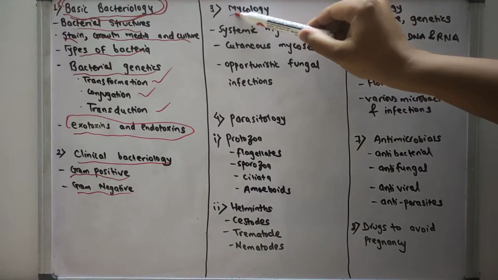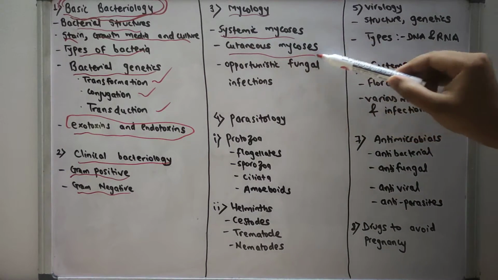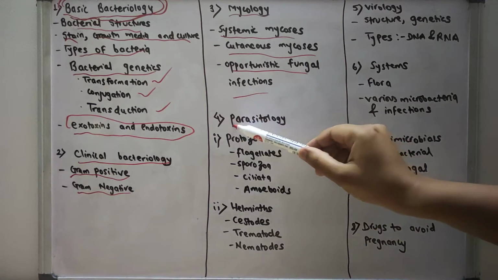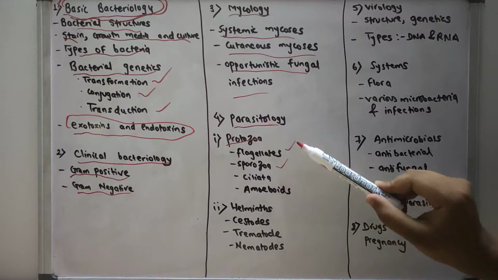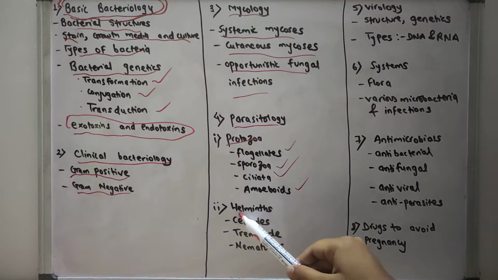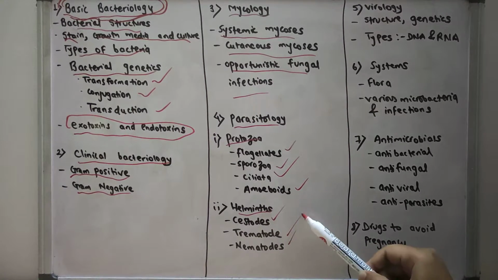You have to know about the mycology. In the mycology, you have to know about systemic mycosis, cutaneous mycosis, and opportunistic fungal infection. In the parasitology, you have to know about the protozoa. In the protozoa, we have flagellates, sporozoa, ciliata, and the amoeboids. Whereas in the helminth, we have the cestodes, trematodes, and nematodes.